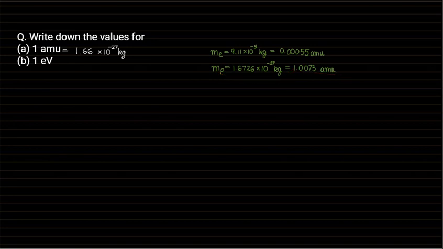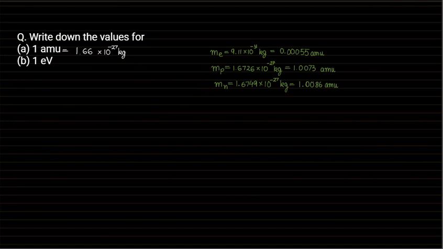Fine. Similarly, if I want to express my neutron, the neutron weighs 1.6749 times 10 to the power minus 27 kg. And if I express it in terms of AMU, I can write it as 1.0086 AMU. Now, if you compare the masses in AMU, both of them are very close to 1. The only difference is in the 10 to the power minus 3 and 10 to the power minus 4, which is very negligible. That's why I said the proton and the neutron have almost equivalent mass.